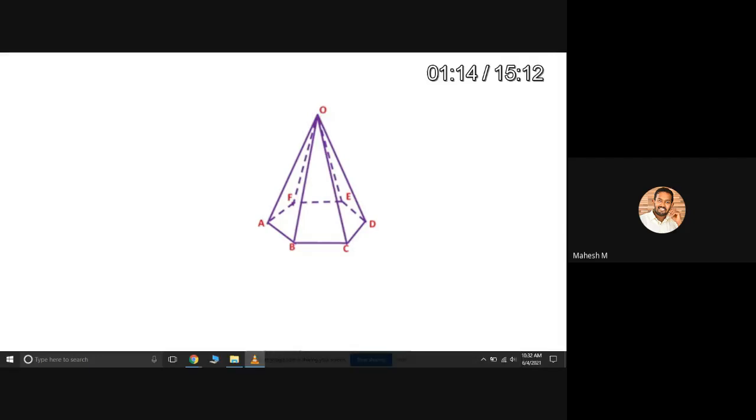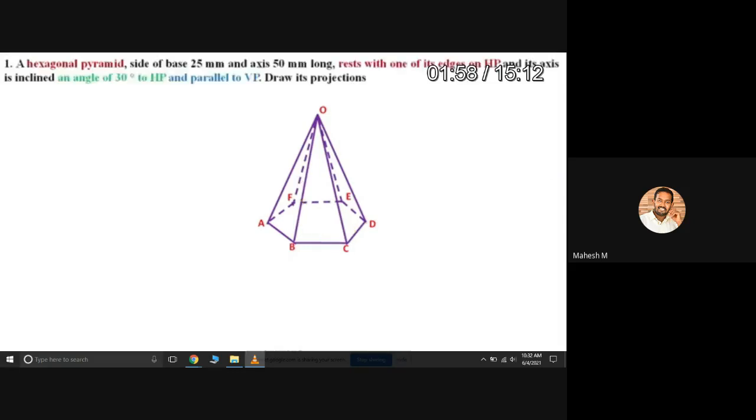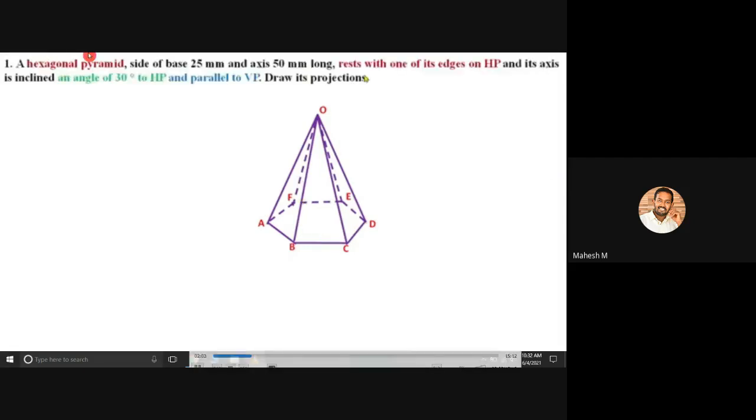Okay, so next we are moving to our condition, that means our problem. It is a hexagonal pyramid, side of base 25 mm and axis 50 mm long, resting with one of its edges on HP. So one of its edges on HP, so it should be an edge hexagon. And its axis is inclined at an angle of 30° to HP. So the axis is 30° inclined towards HP.